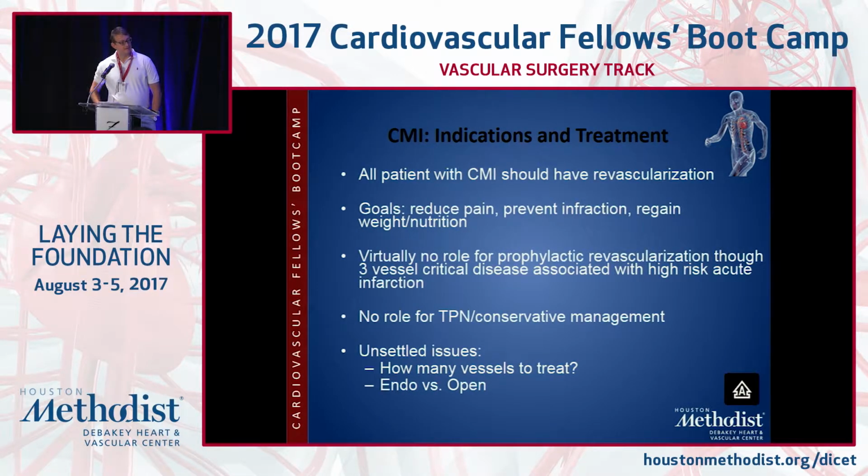So the basic tenets of the indications and treatments are as follows. If you have a patient with chronic mesenteric ischemia, the bottom line is, unless you're in a palliative situation, revascularization is necessary for them to live, ultimately. Because the natural history of true chronic mesenteric ischemia is ultimately bowel infarction and death. It doesn't mean that you revascularize all patients with this, but that has to be your starting point.